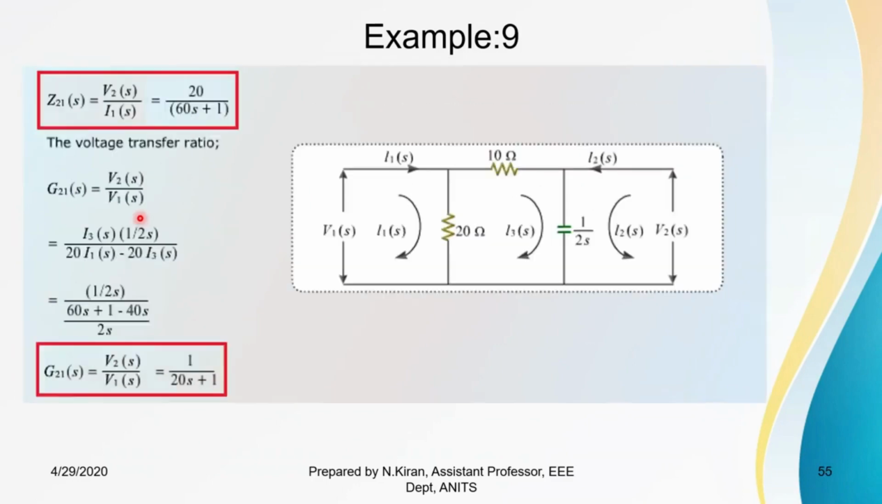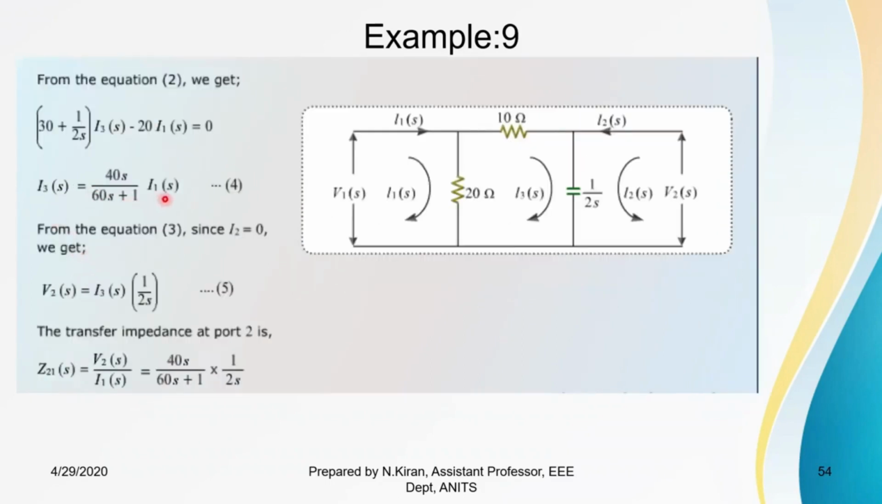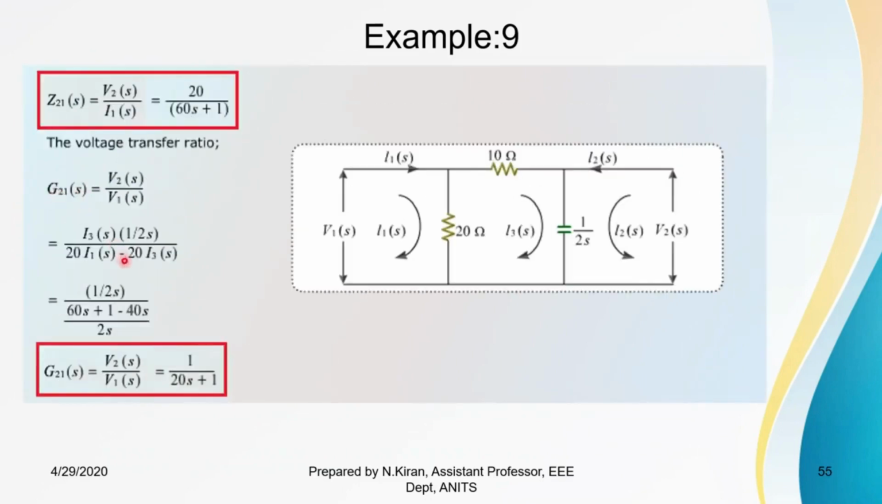So here, in order to simplify this expression, we know that we have a relation for I1 of s in terms of I3 of s, equation 4. So using this relation, this expression, on simplification, we get (6s plus 1 minus 4s) by 2s. So in this way, these are the expressions for Z21 of s, G21 of s, as well as Z11 of s.